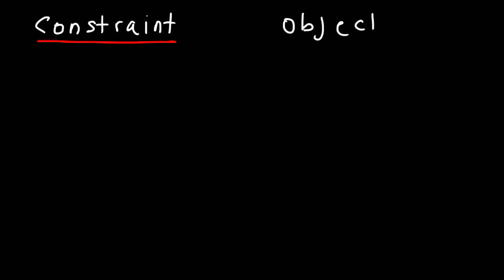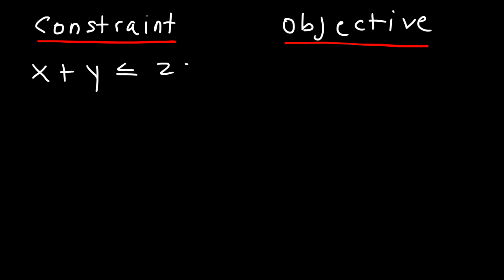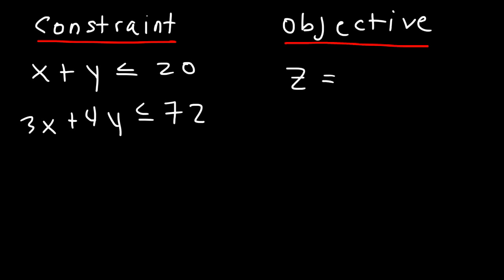The objective function contains three variables, typically, or more, and the constraint usually contains two variables. So for example, let's say we have two variables x and y. x plus y, let's say it's less than 20, that's a constraint. Another one, 3x plus 4y is less than 72. The objective, we're going to say, is z. We want to maximize z. z is 4x plus 5y.